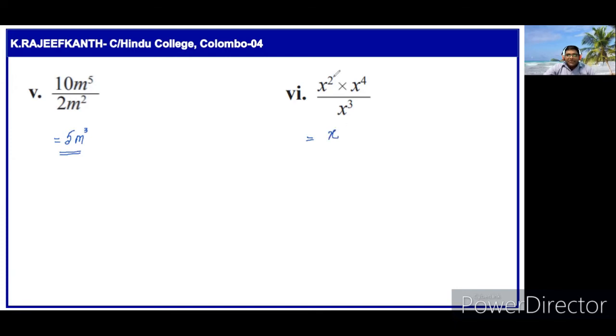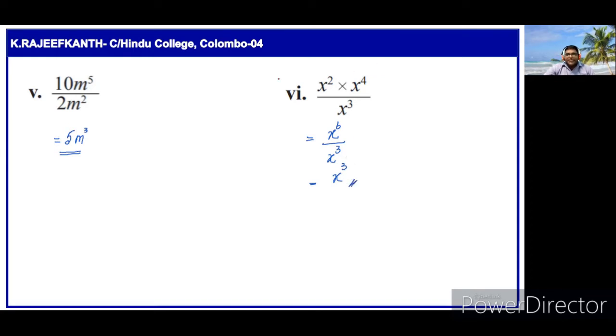Then x to the power of 2 plus 4, 6. Divided by x to the power of 3. Now we can divide. Here x to the power of 6 divided by x to the power of 3. Here the bases are equal. Then directly we can subtract. Then x to the power of 6 minus 3, 3.